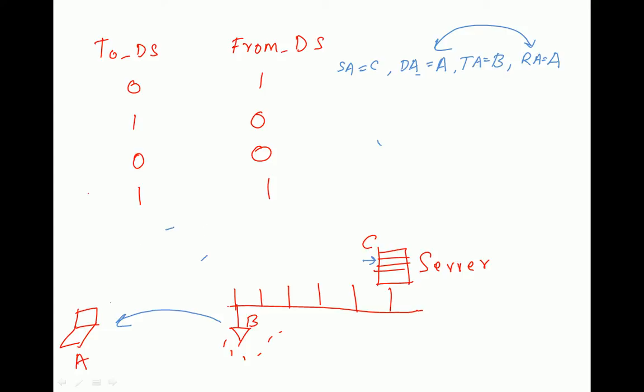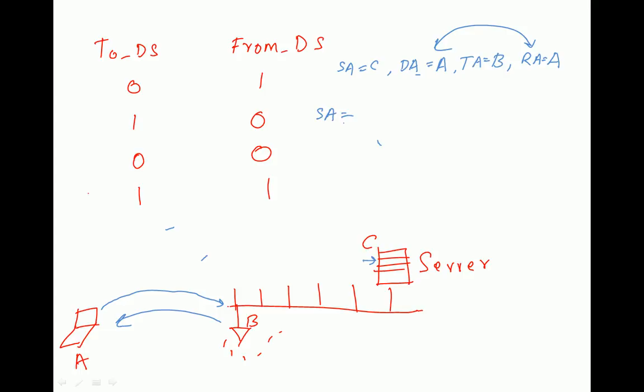Yeah, that's there. So this is going to be noticed in a frame going from the client to the distribution system, or to be more precise, it's going from the client to the AP. So now in this case, let's have a look at what the individual addresses are going to be. What is the source address going to be?